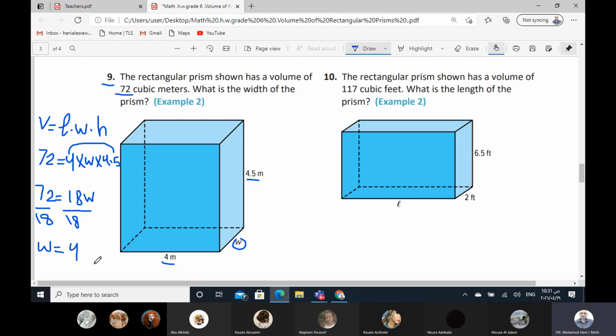Meters? Meter, just meter. Because the W, no, here, one dimension. One dimension. Okay. Who can read exercise number 10?